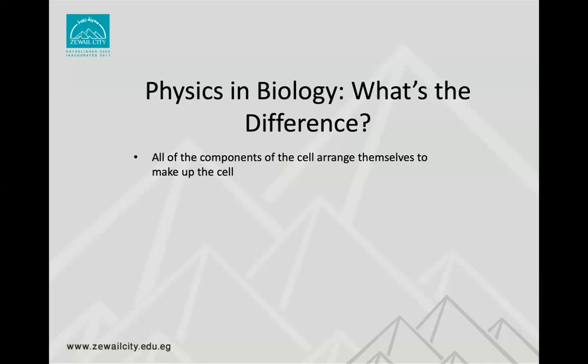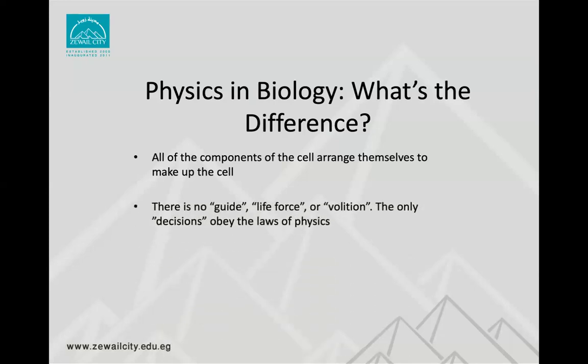So it's quite complex, but all of these components arrange themselves. That structure of the cell is self-assembled. There's not somebody directing all the components of the cell into the different compartments. So what is determining that assembly of the cell?